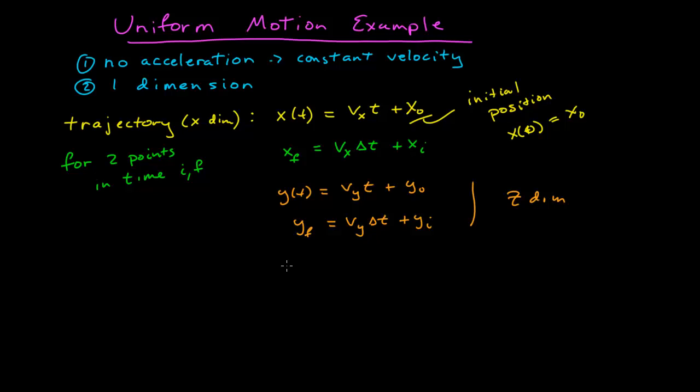The book by Knight, in fact, says, well, let's think about an arbitrary dimension, which we call s. So we have s of t is equal to the velocity in the s direction times t plus s naught. Or if we want to look at 2 specific points in time, the final position s is equal to the initial position s plus the velocity in the s dimension times the time difference, where now s can represent x, y, or z, or any sort of arbitrary one-dimensional object.